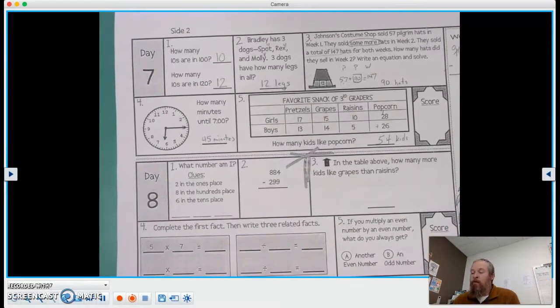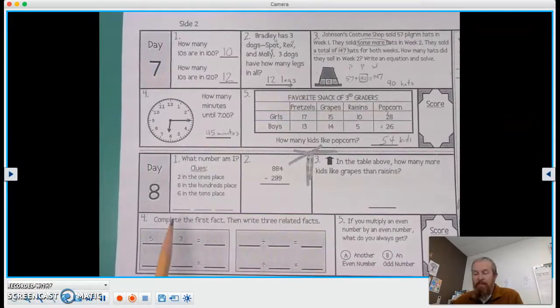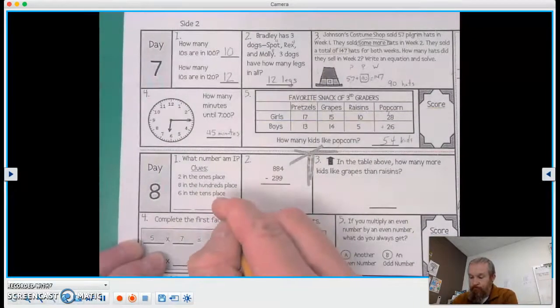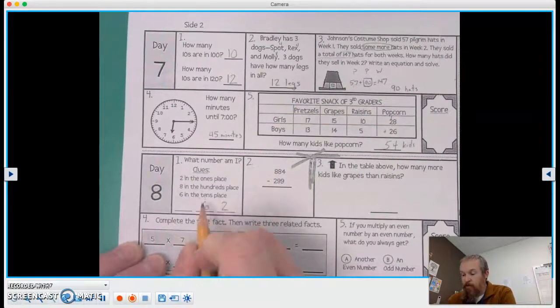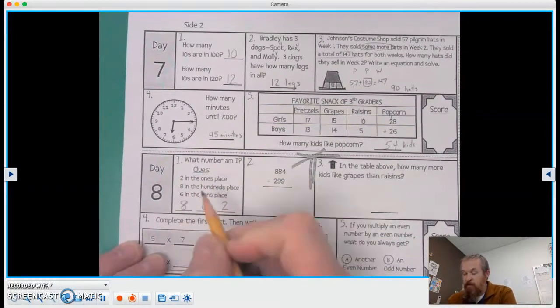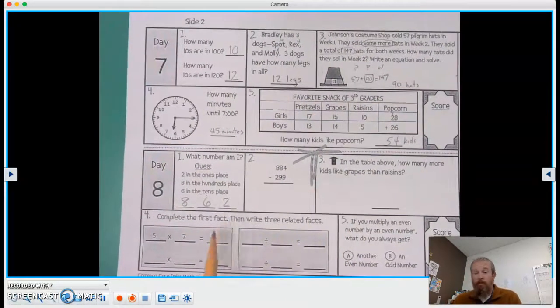What number am I? Ooh, it's another mystery number. 2 in the ones place, 8 in the hundreds place, 6 in the tens place. So let's see. Ones place, 2. Tens place, 6. And an 8 in the hundreds place. Hey, it's even. They're all even. 8, 6, and 2. Even number. Ends in a 2.